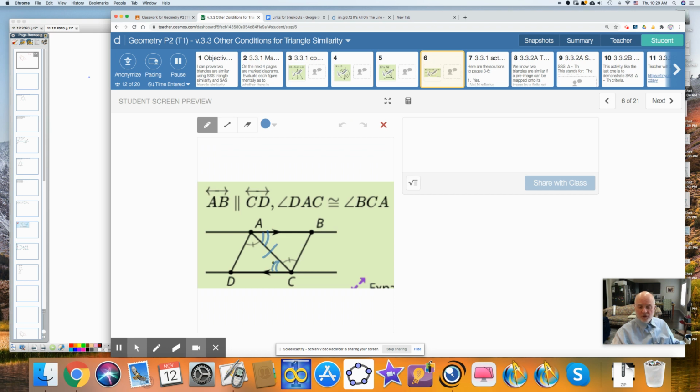Here, I've marked the alternate interior angles formed by the transversal crossing the parallel lines. And I've marked this side to itself. So alternate interior angles tells me why these angles are congruent. The reflexive property tells me this side is congruent to itself. By the angle-side-angle, the two triangles are congruent.